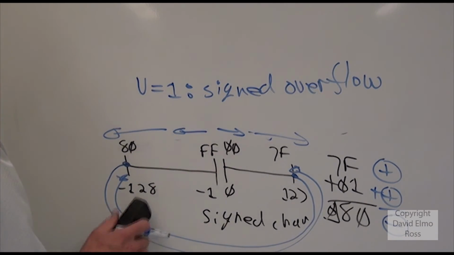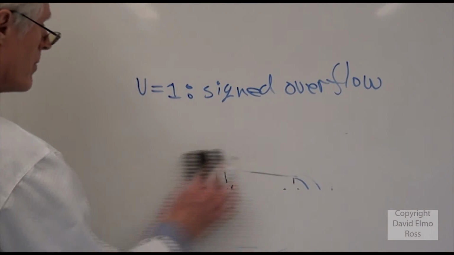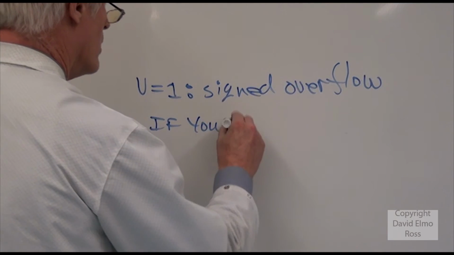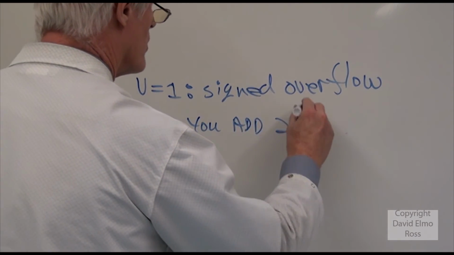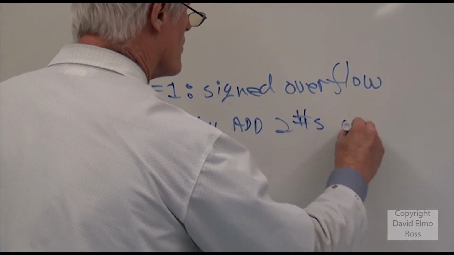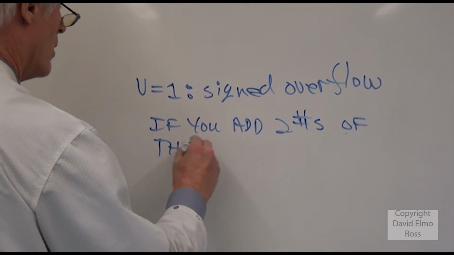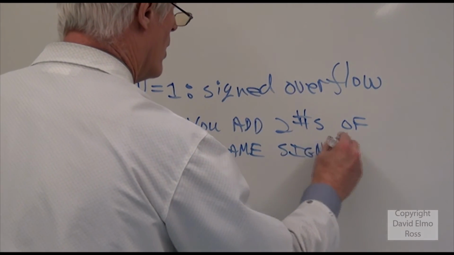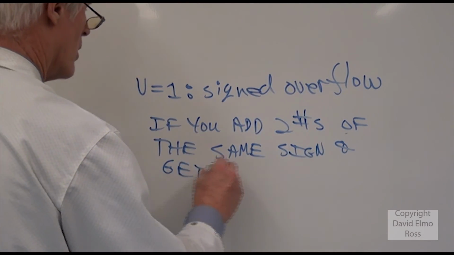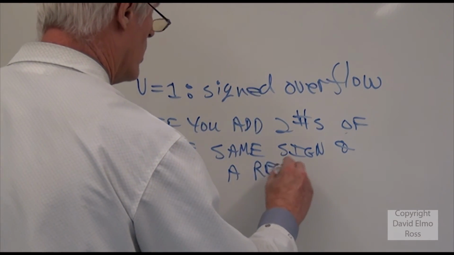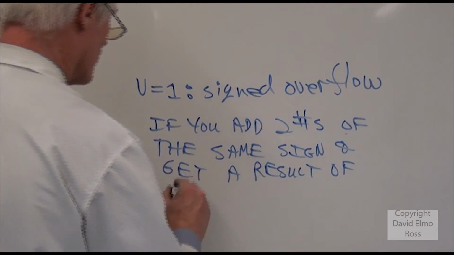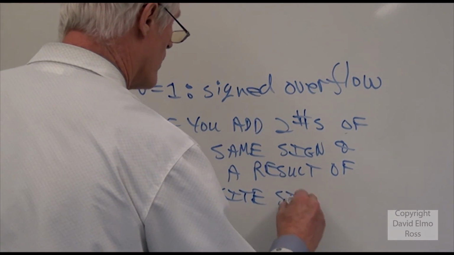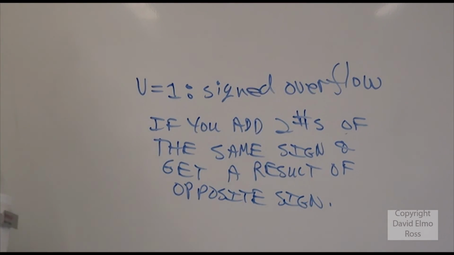So how do we write this up? Basically, for a signed overflow, if you add two numbers of the same sign, and get a result of opposite sign. So this is what a signed overflow is.